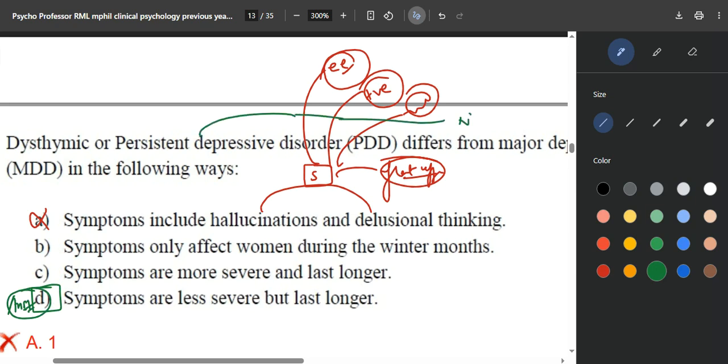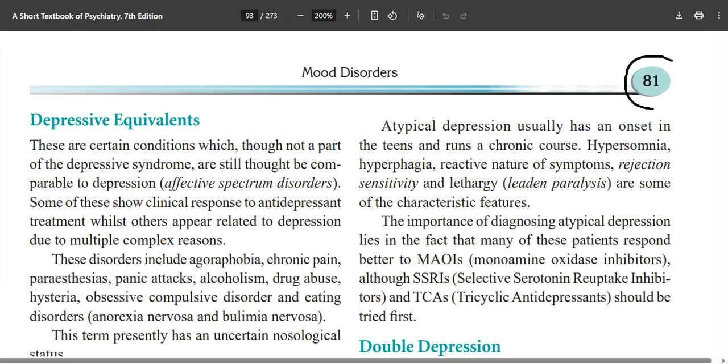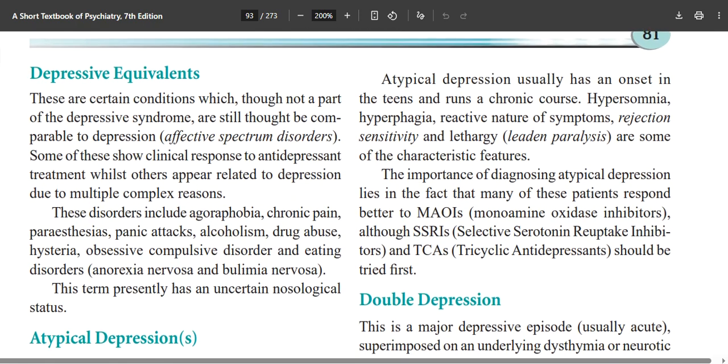Easy way, and book only, chapter on depression. And here comes page number 81 for you. In the mood disorders, you will find this particular thing in the double depression head, and all your answers will be covered over here. Okay.